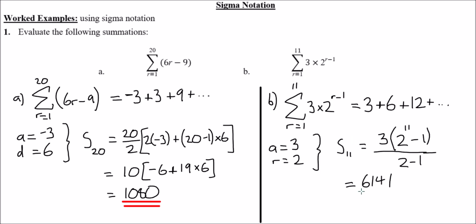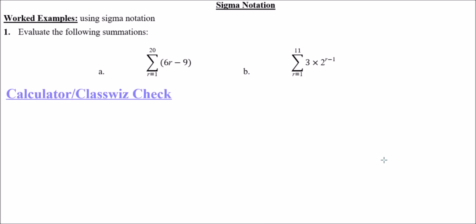Now I did say, can this be checked on the calculator? And of course it can. So if you just remember those numbers, 1080 and 6141, I'm going to show you how you could check this very easily using the Classwiz. So just double checking those figures. For this one we got 1080. This one over here was 6141.